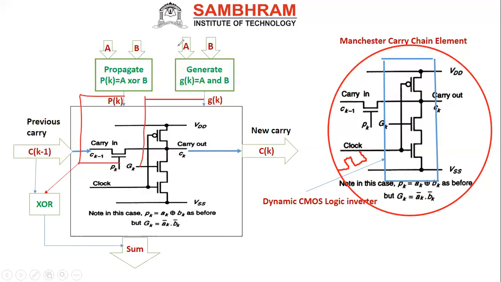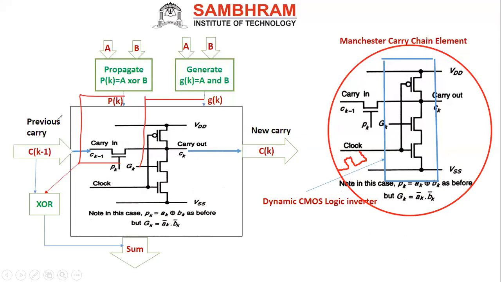Next, A, B inputs we are giving. The generate G(k) is nothing but A dot B. That will be connected to G(k) here. Next, this carry in is nothing but your previous C(k-1). We connected that. Next, this carry out is nothing but your new carry, that is C(k) here.